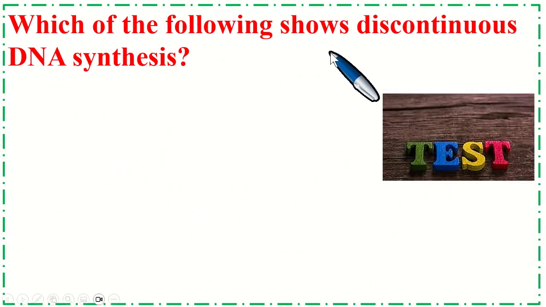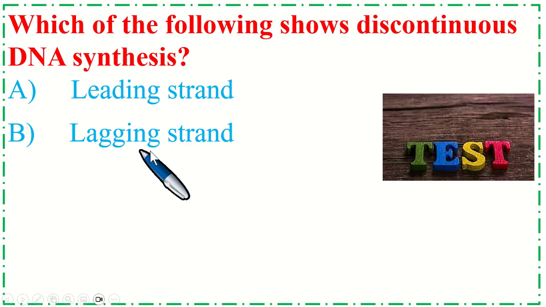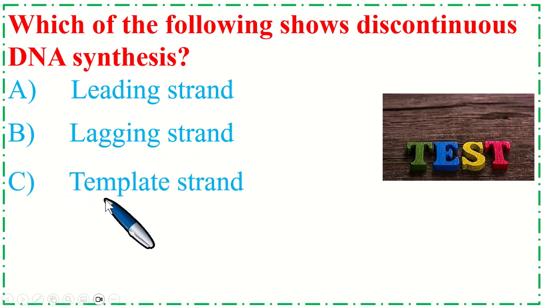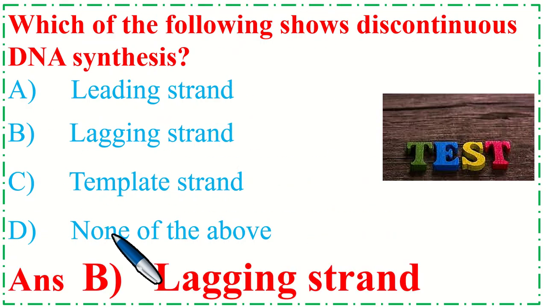Which of the following shows discontinuous DNA synthesis? Option A leading strand, B lagging strand, C template strand, and option D none of the above. So the correct option is B lagging strand.